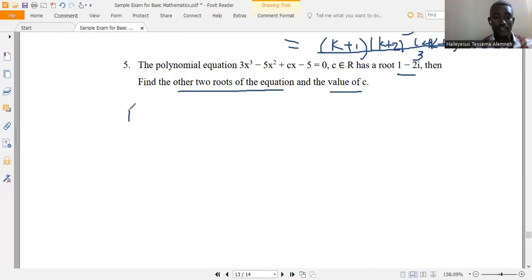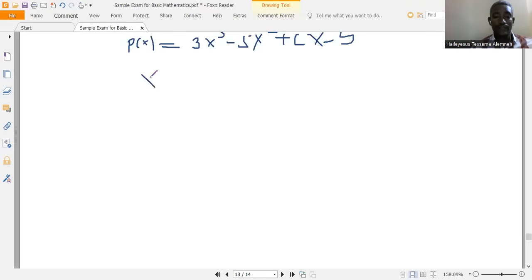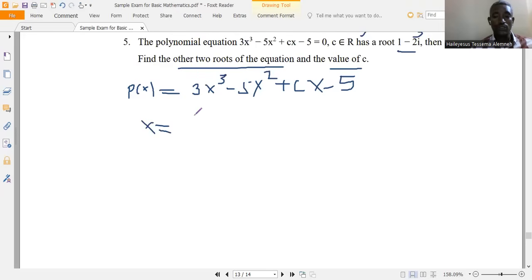So the polynomial function p of x is given: 3x cubed minus 5x squared plus cx minus 5, which is equal to 0. We have been given this polynomial function. For this polynomial function we are also given one root, which is 1 minus 2i. Let's say it is a complex root, z is equal to 1 minus 2i.